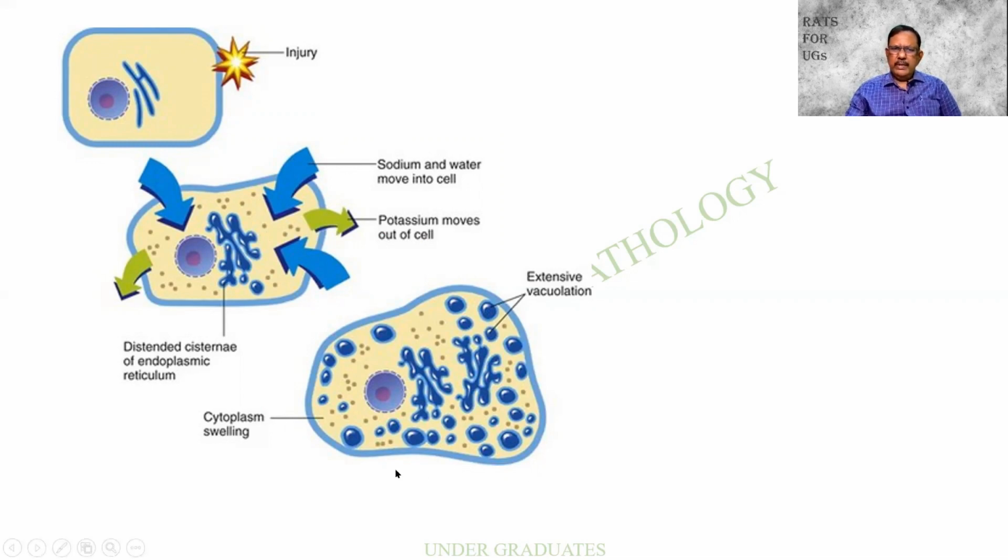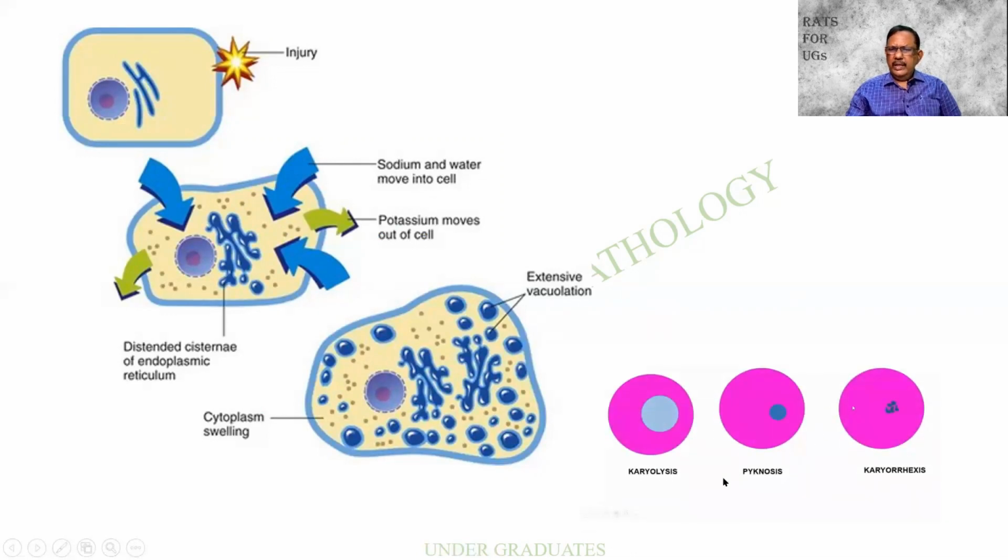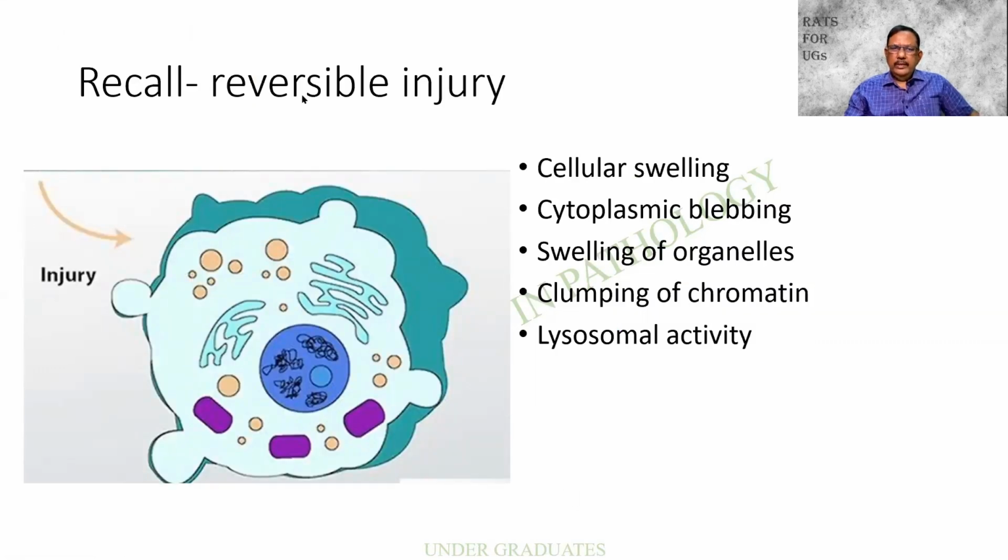The cytoplasm itself undergoes swelling, and there can be vacuoles present. And these are all the changes in the nucleus. Karyolysis: it becomes somewhat dissolved. Pyknosis: it becomes shrunken. And karyorrhexis: it becomes fragmented. Karyo means chromatin. These are all the various changes in reversible injury. Repetition is the mother of knowledge.